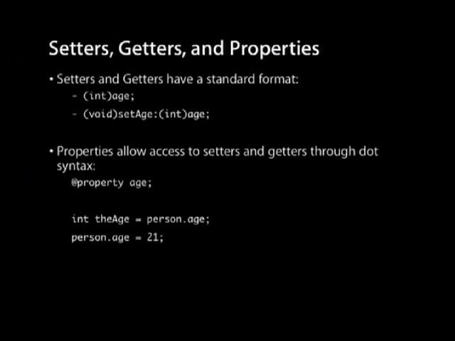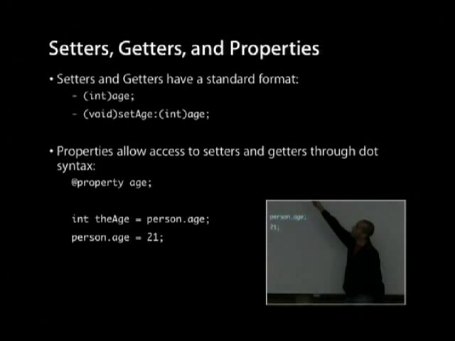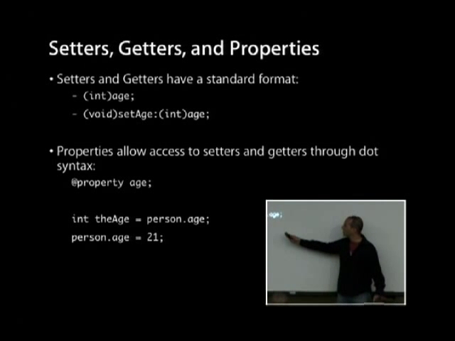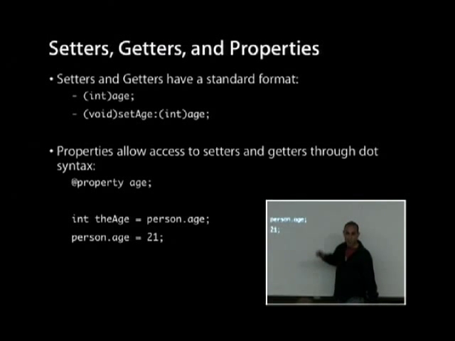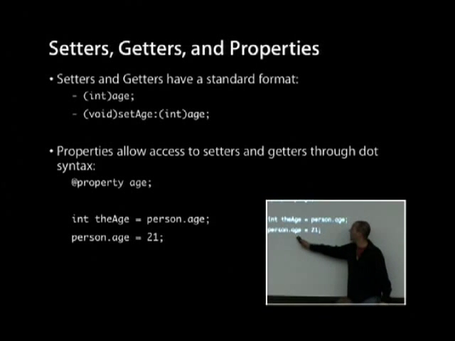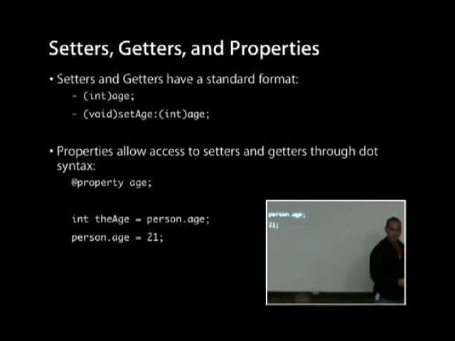And then properties, of course, allow you to access all of these through dot syntax. And again, you're not actually accessing the ivars directly. These are conveniences for overriding these different methods. So age, here we're getting the age, which is the age method above. And here we are setting the age, which is the setAge.